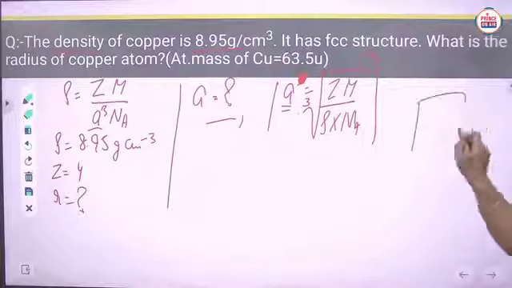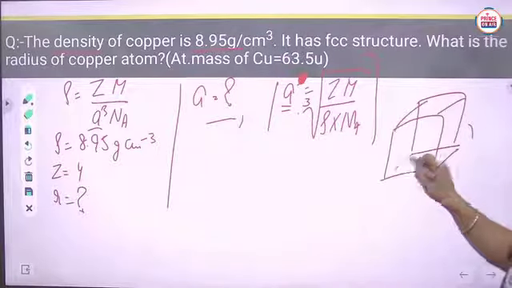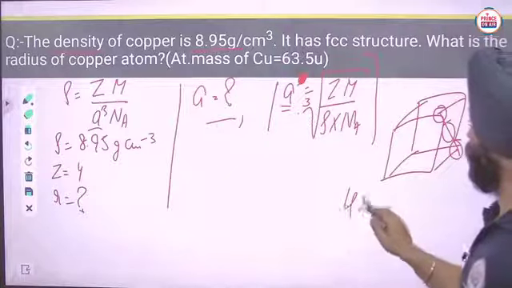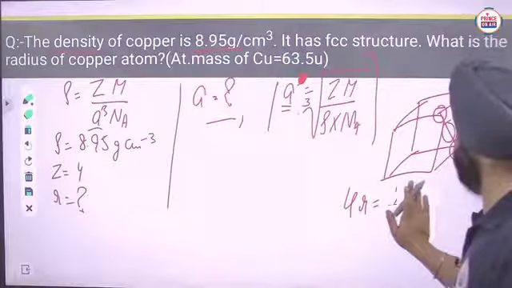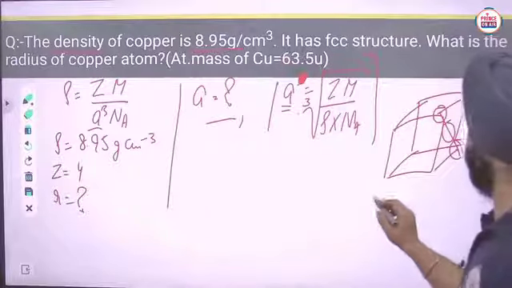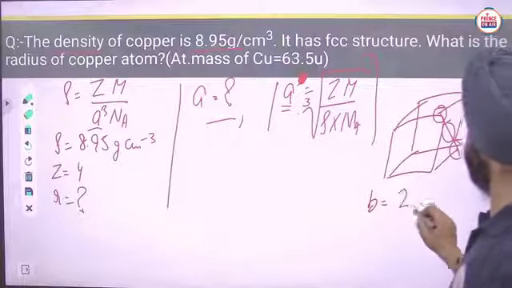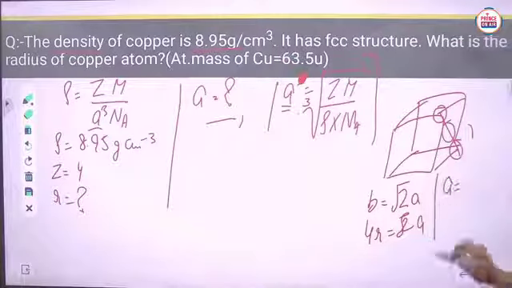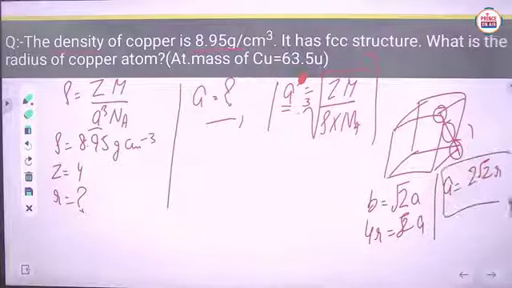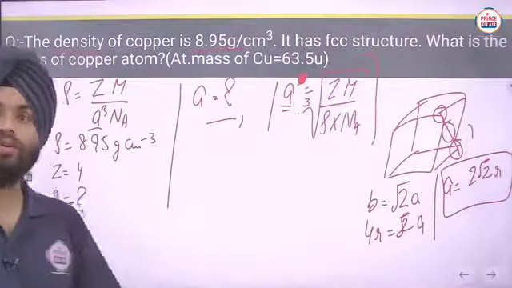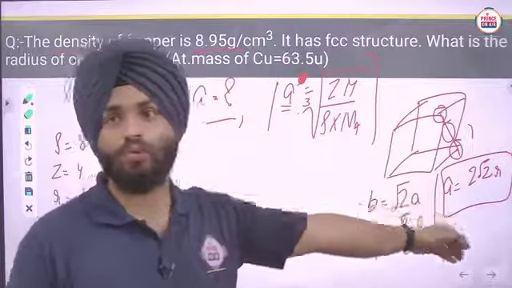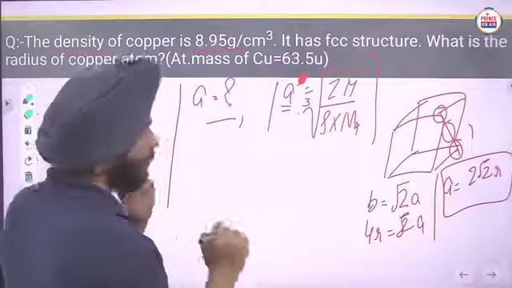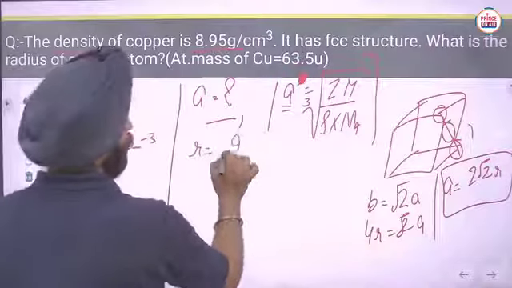Now the FCC structure is there, no? Packing efficiency, remember that particles touch along the face diagonal. So 4R equals root 2 A times 2, that is, 4R is equal to 2 root 2 A... so A comes out to be 2 root 2 R. That was the relation we discussed in the previous lecture, or you can see it in your notes: A is equal to 2 root 2 R. Now here we have to calculate the radius, so R comes out to be A upon 2 root 2.